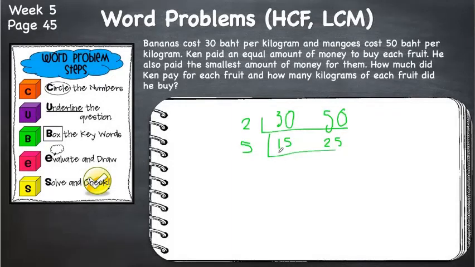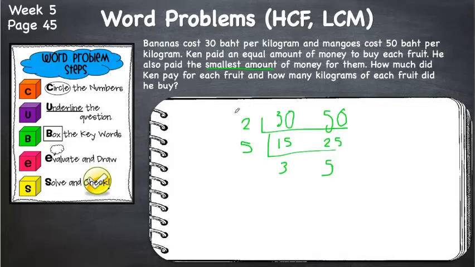Let's try 5. 15 divided by 5 is 3. 25 divided by 5 is 5. Very good. Can we divide any more? Not anymore, okay? And remember, we are using the LCM because he paid the smallest amount of money. So we are using least common multiple.